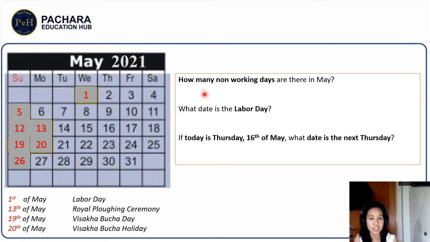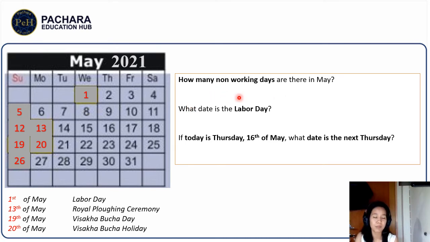One option is just the holidays, because as you can see here, the 19th of May is a holiday, but it's on a Sunday. So that is equal to 1 day, still one non-working day. So 1, 2, 3, 4, 5, 6, 7. So the answer would be 7 days.